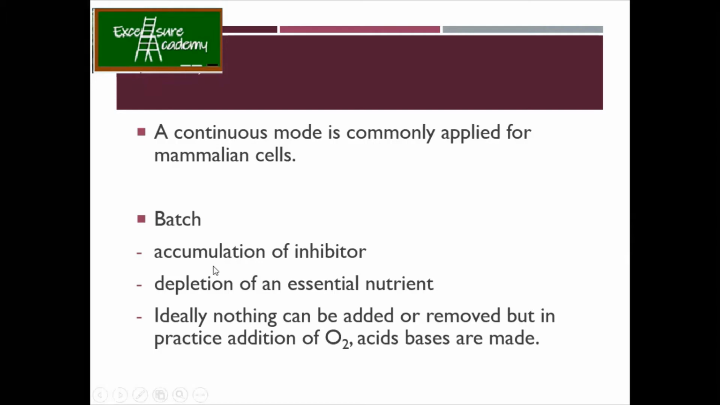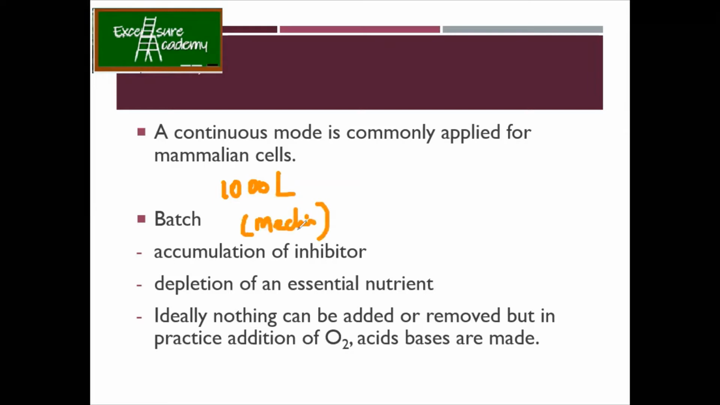Now, what happens in the case of batch culture? In the case of batch culture, it means that once you have added, let us say, 10 liters of the media, you're not adding further. Only 1000 liters is there and it is completely utilized by the cells. So what will happen if you're not further adding the media or removing the cells? There will be accumulation of the inhibitor.